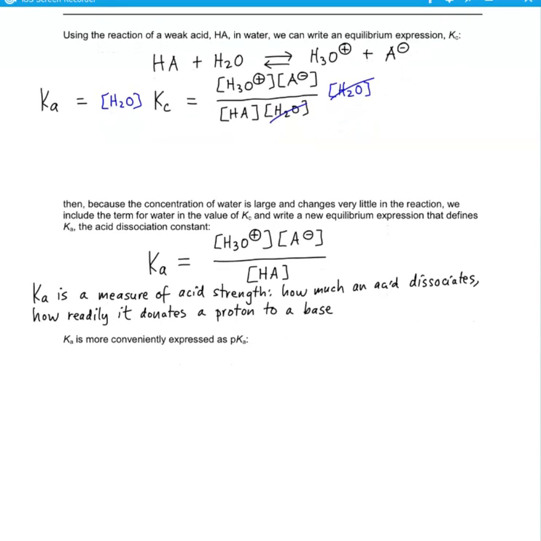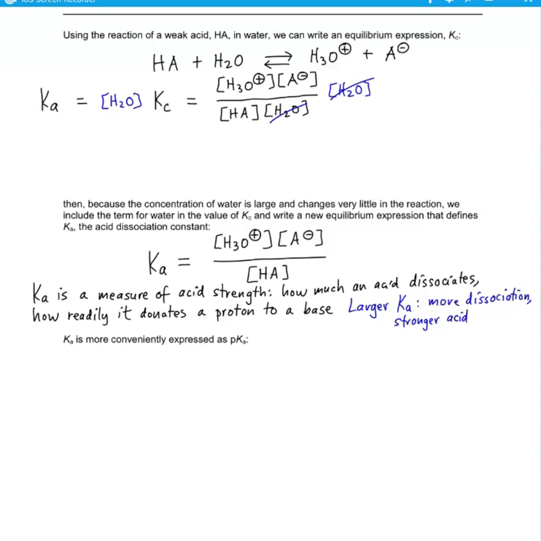Now, if we look at the terms and look at how the equation is set up, then we can make some predictions. So the larger the Ka, so if we have a relatively larger value of Ka, what that means is that we're going to have more in the numerator. So the concentrations in the numerator are going to be higher than the concentrations in the denominator. So we have more stuff in the numerator, which means more product. So a larger Ka means that you have more dissociation, or more proton donation, and so that is a stronger acid.